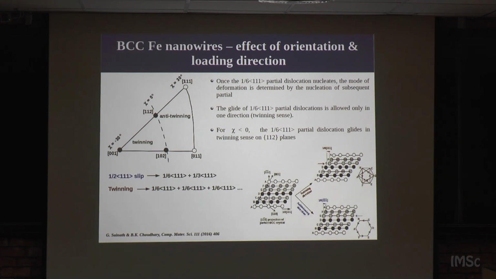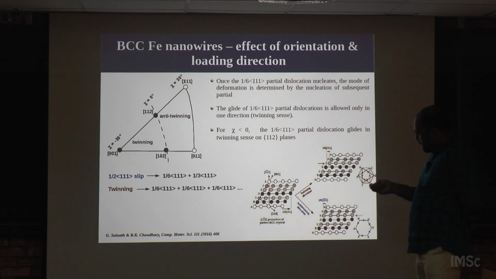So, that tension compression asymmetry is basically because of the dislocation character. Let us assume, as I have already shown, that the 1/6 <111> partial nucleates, and the mode of deformation is dictated by the next subsequent dislocations. If the partial dislocations that nucleate are allowed only in one direction, you can see this is the packing of a BCC crystal in the 112 direction. It has 6 layers, A, B, C, D, E, F, unlike FCC, where the close-packed stacking is A, B, C. The stacking in BCC is A, B, C, D, E, F.